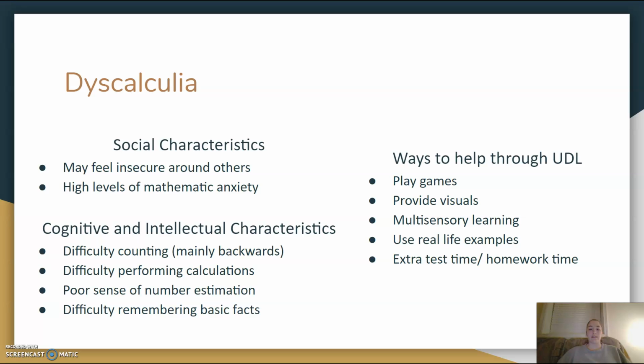Dyscalculia is just the same thing as dyslexia, except it involves math. They just have difficulty with mathematic equations and counting, mainly backwards. Some ways to help would be playing games, providing visual stimuli, and using real-life examples and multisensory learning, just the same way as dyslexia, so they can make those physical connections with the numbers and different mathematic equations and stuff like that.